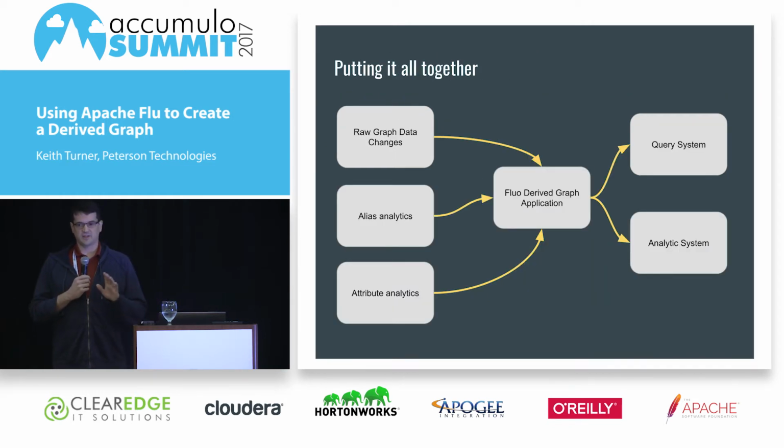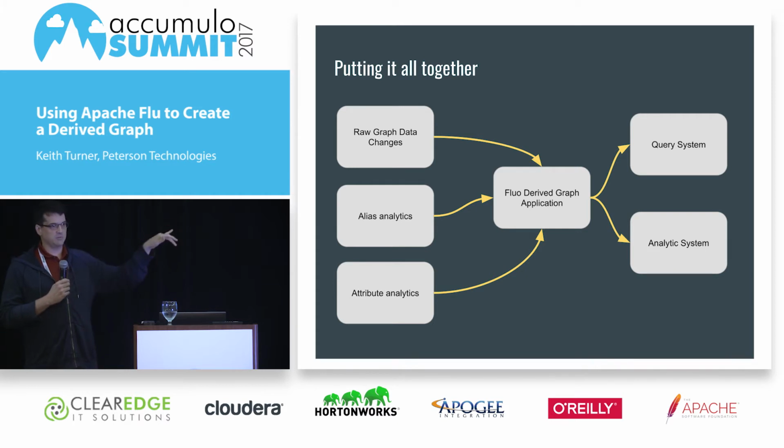So putting this use case all together, we have basically 3 inputs. We have the raw graph data from multiple social networks. We have alias analytics, attribute analytics, and they're all continually feeding Fluo. And Fluo is continually joining these large data sets and recomputing the derived graph. And as it changes, it's emitting updates to external systems. That could be a query system that stores the graph, and you actually want to do queries on the graph. Or it could be a follow-on analytics system.